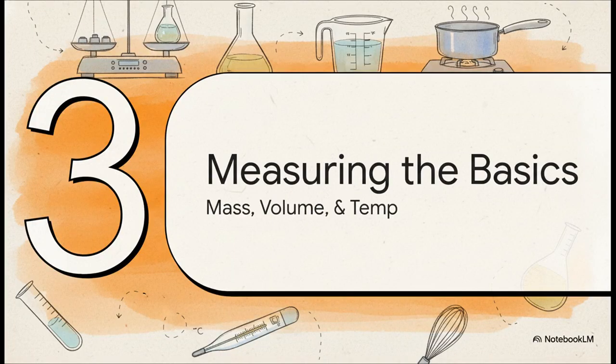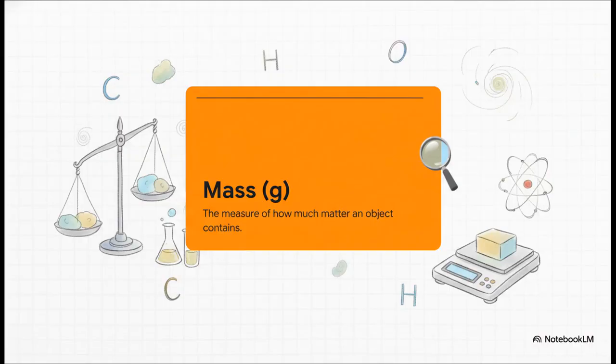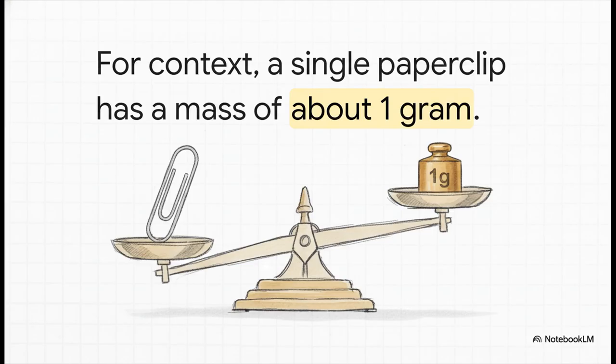So let's talk about the basic vocabulary of this language. In a lab, just like in your kitchen, you're constantly measuring a few basic things. How heavy something is, how much space it takes up, and of course, how hot or cold it is. First up is mass. In the lab, we usually talk about mass in grams. And all mass really is a measure of how much stuff, how much matter is actually in an object. And to give you a real-world feel for that, just picture a regular paperclip. The mass of that paperclip is about 1 gram. Yeah, it's a tiny amount, but chemistry is a science that happens on these incredibly small scales.